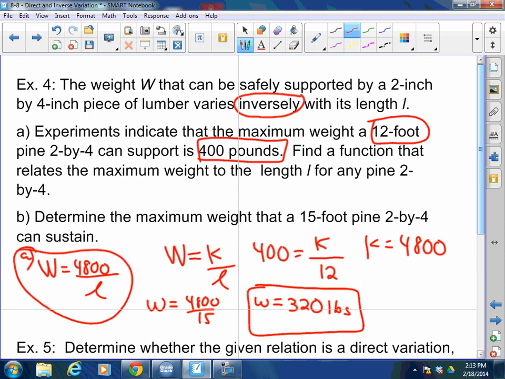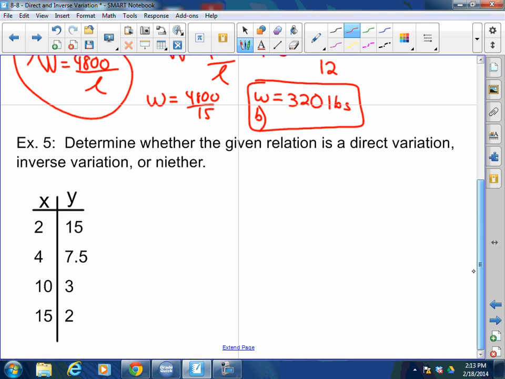And then this would have been the answer for B. Does that make sense, my brother? Okay. It's all in the reading, my friends.